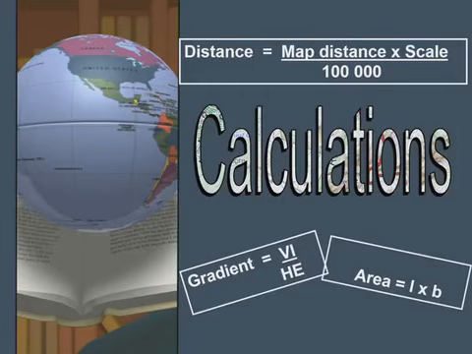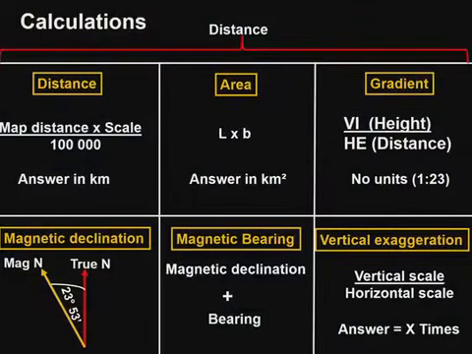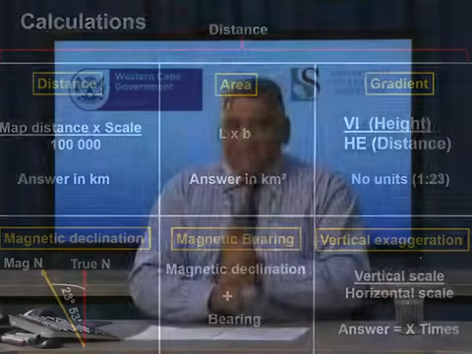So what we're going to do is show you what calculations are important for the exams. Now, the most important calculations are these that you see here. Distance, there are 6 of them. Area, gradient, magnetic declination, magnetic bearing, and vertical exaggeration. Matrix, see that you are in a position, firstly, that you know the formula of each of these calculations. That is where everything begins.